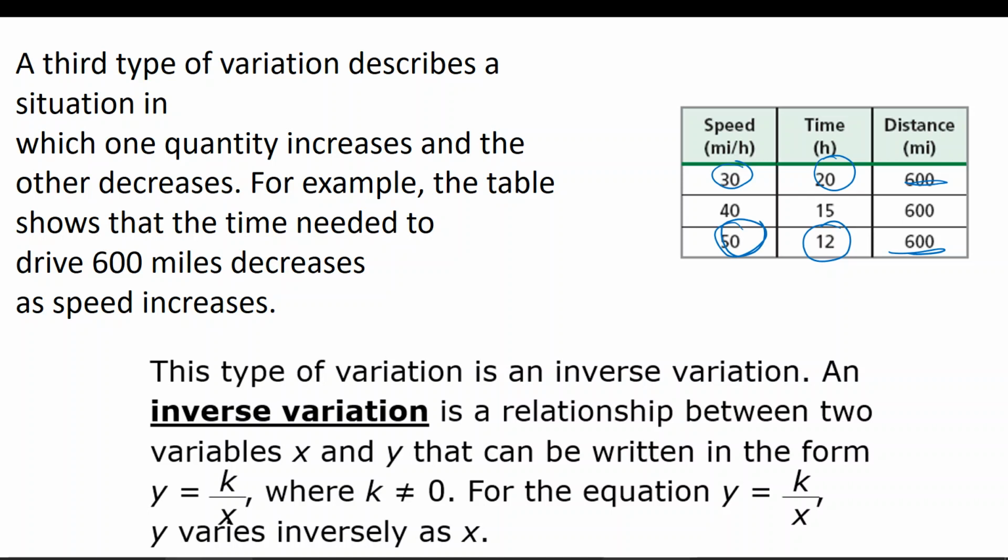This type of variation is an inverse variation. An inverse variation is a relationship between two variables, x and y, that can be written in the form of y equals k over x, all right? And k cannot equal 0. And for the equation y equals k over x, we would say y varies inversely as x. So y varies inversely as x. That's how it would be read.